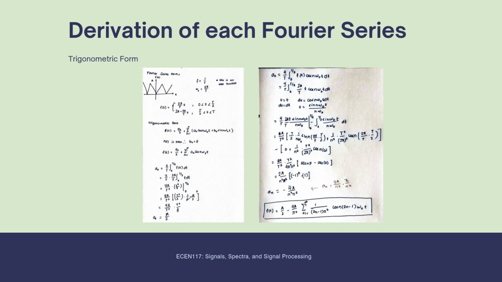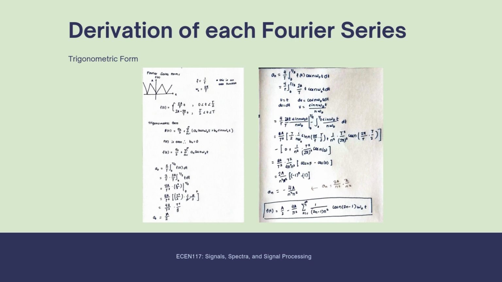The trigonometric Fourier series expresses the triangular wave as a sum of sine and cosine terms. Due to the symmetry of the triangular wave, only odd harmonic sine terms appear in the series. This form is useful for visualizing how each harmonic contributes to the overall waveform.